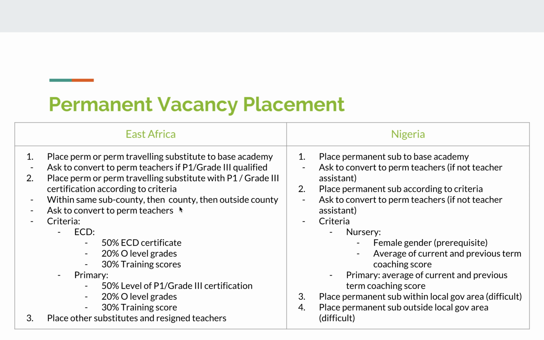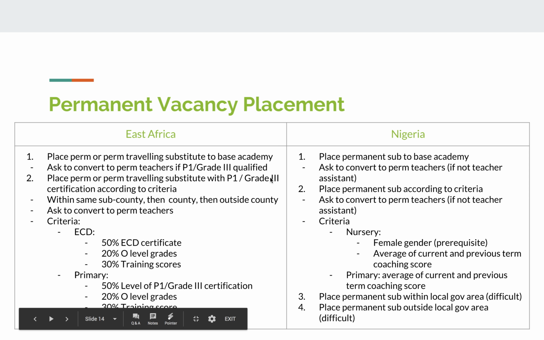We do the same for a bigger geographical region. In Nigeria as well, this is similar. After the base academy, we will be placing the permanent substitute according to the criteria outside the base academy. And so these are the two differences in the criteria.